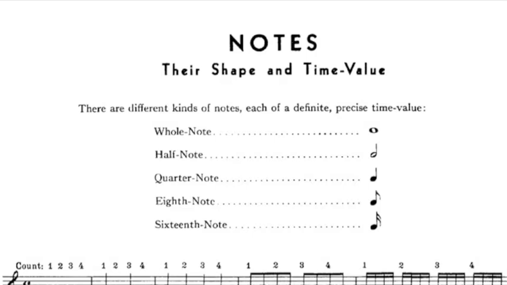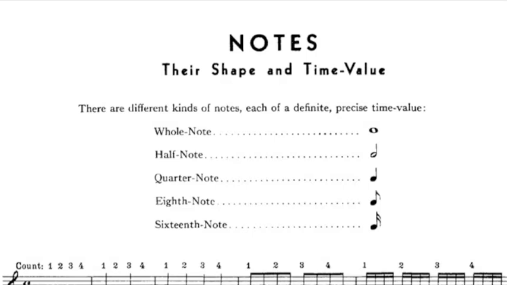Now let's see how notes look and what their time value is, meaning how long or how short they last in time. There are different kinds of notes, each of a definite, precise time value. The whole note is one of the longest notes. It is represented by an empty circle.